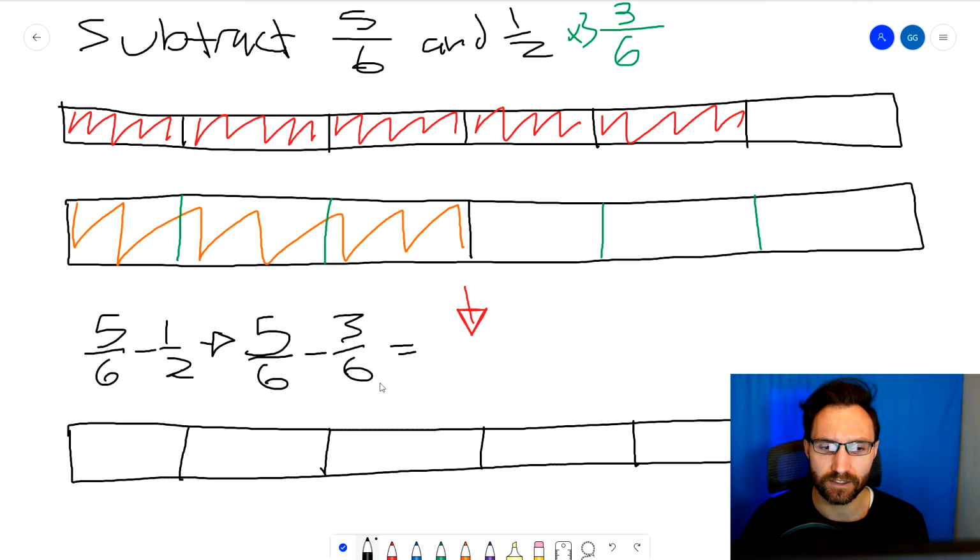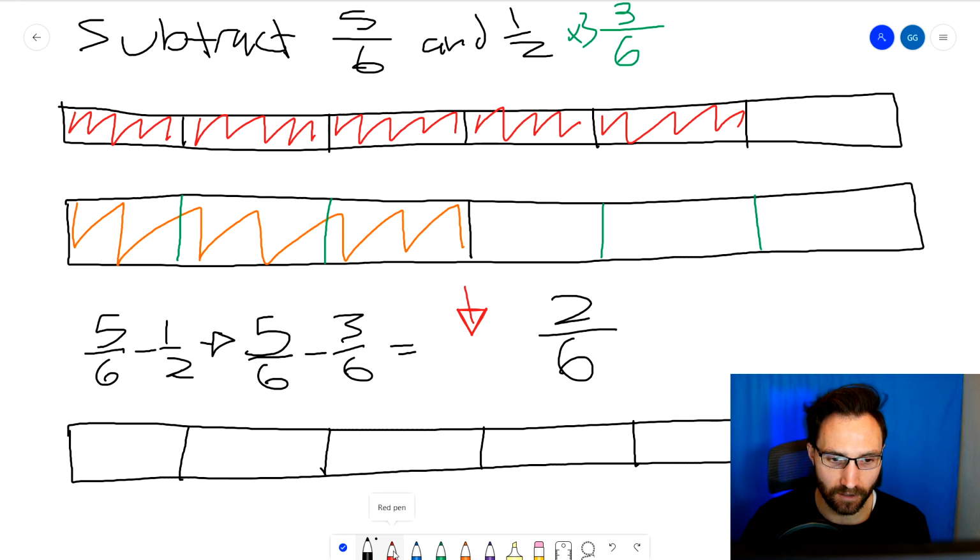Do we do 6 minus 6 equals 0? No, the denominators stay the same, but we do subtract the numerators, the top numbers. 5 minus 3 equals 2. The denominators stay the same, 2/6. So let's fill that in.